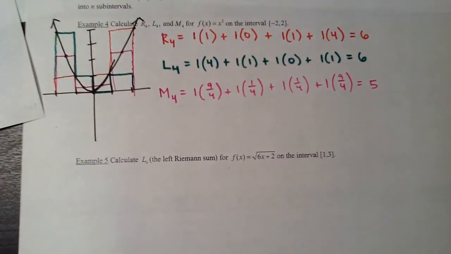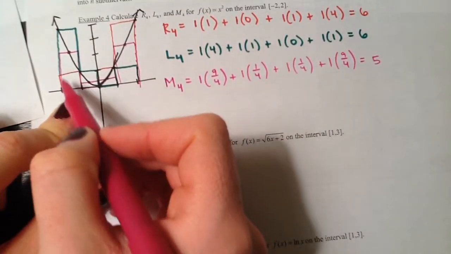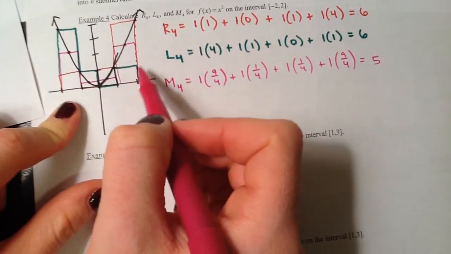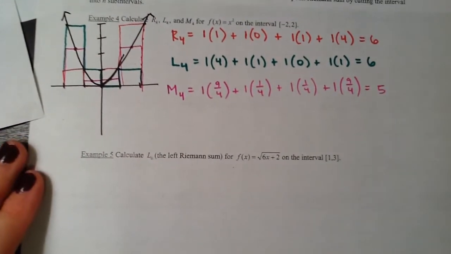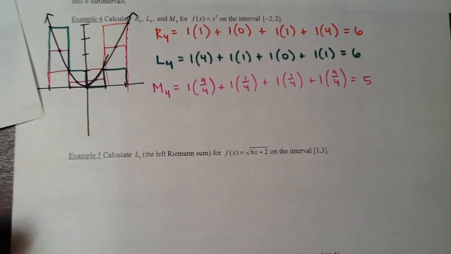All right, so 3 different ways to approximate this. The midpoint is going to be the most accurate. You can see if you're looking like here, this green one is way too big and this red one is way too small, and then it's the exact opposite over here. The midpoint kind of balances out, but these are your 3 answers right here, R4, L4, M4.